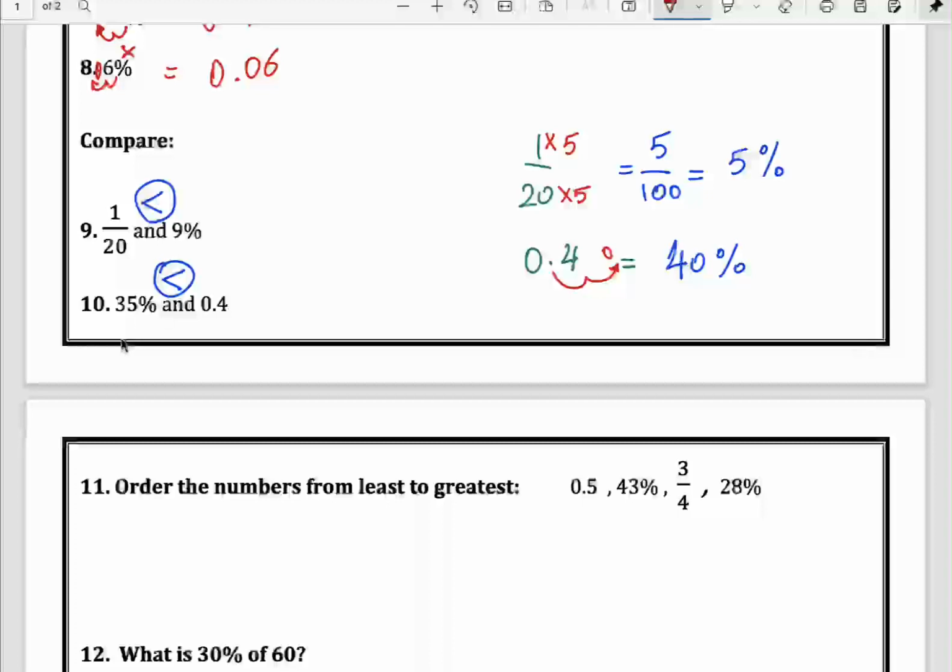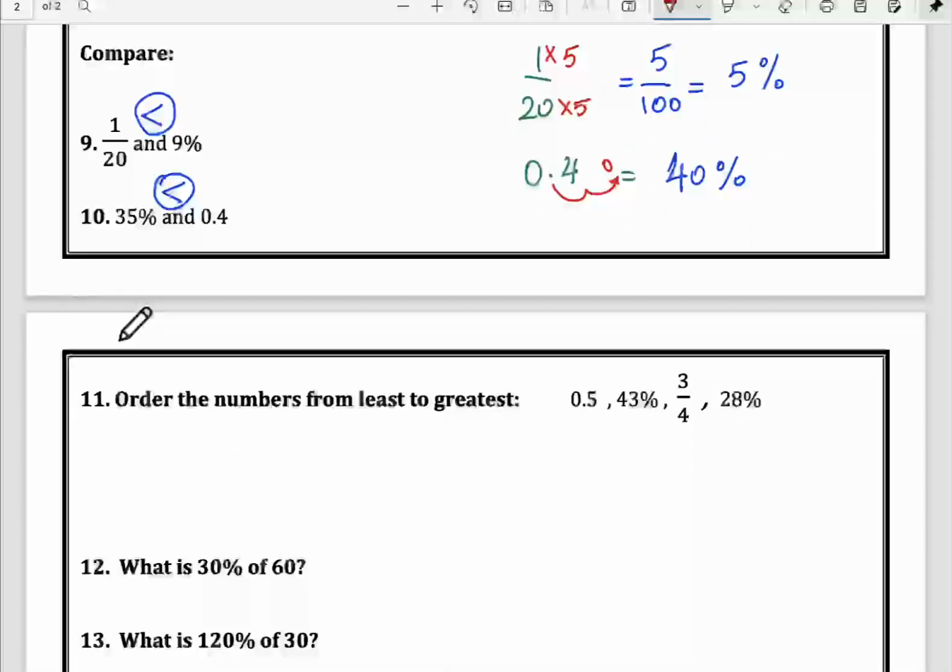In question number 11, order the numbers from least to greatest. So I need to write all numbers as percents or as decimals. For this one, we will write all of them as percents. You can also write all of them as decimals, but I have 2%, so I will write them as percents. Let's start with 0.5. Move the point to the right 2 digits and add a 0 because we have only 1 digit. It will be 50%.